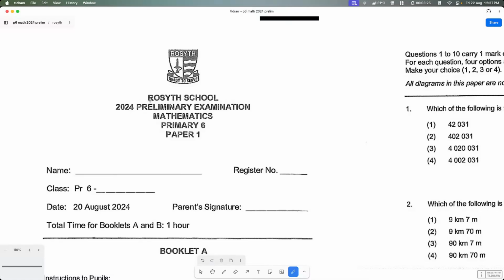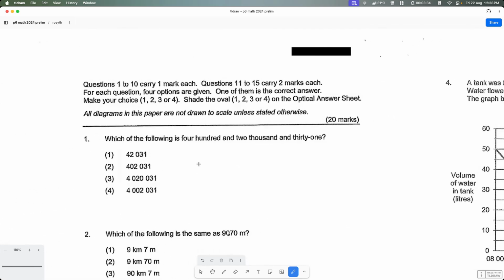In this video, we're going to go through the Rosyth School 2024 Preliminary Examination Mathematics Primary 6 Paper 1. So let's get started on the first question.